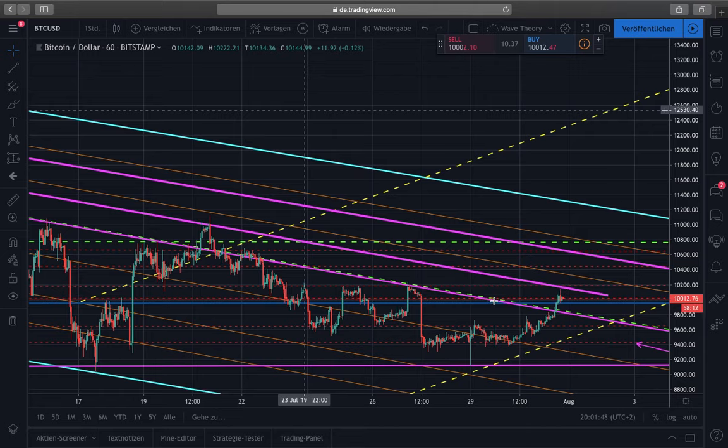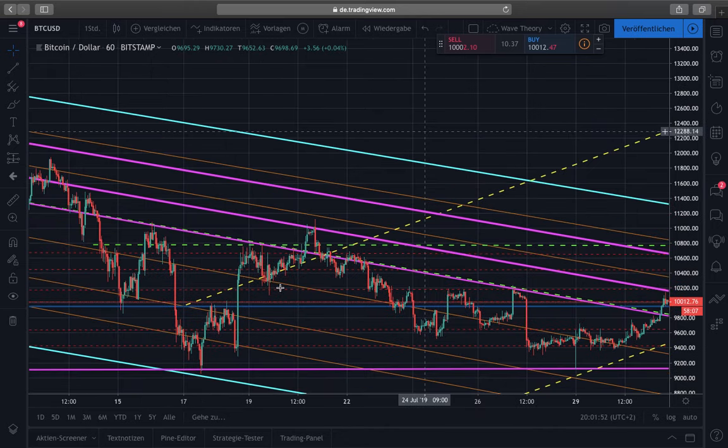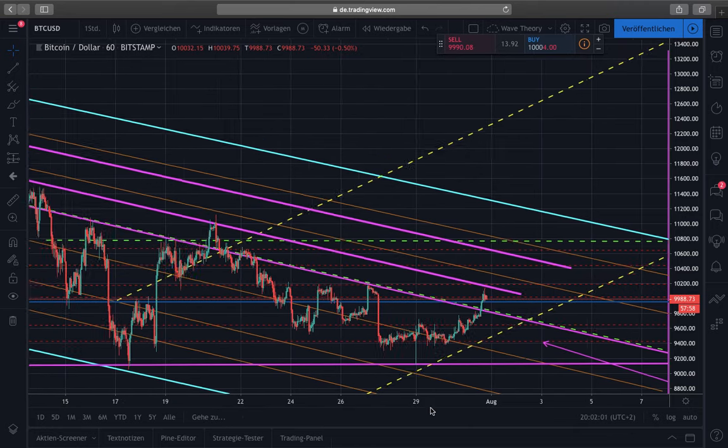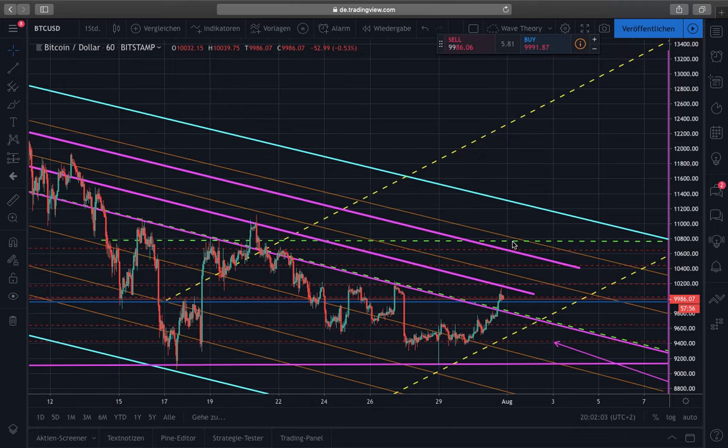All right, because we broke this huge resistance line, and I talked about this head and shoulders formation that will play out at some point. The green line there is the neckline of that head and shoulders. So when we break this neckline, then this will play out.